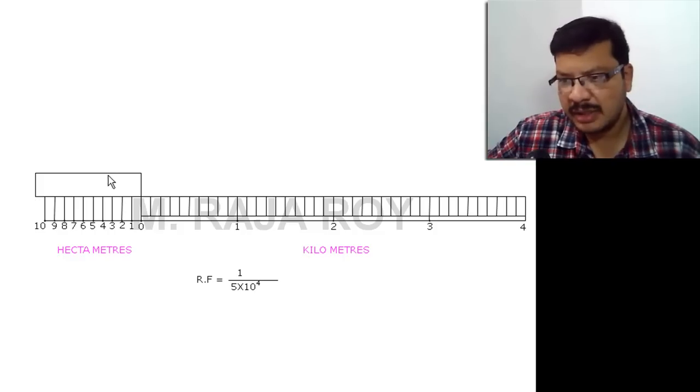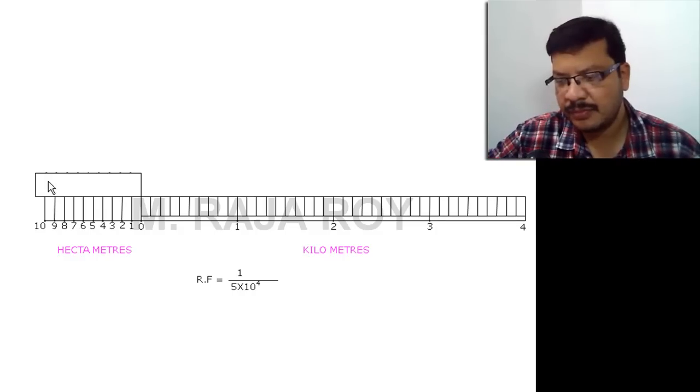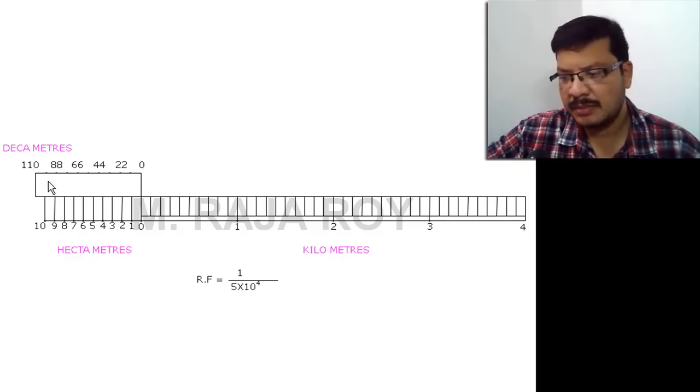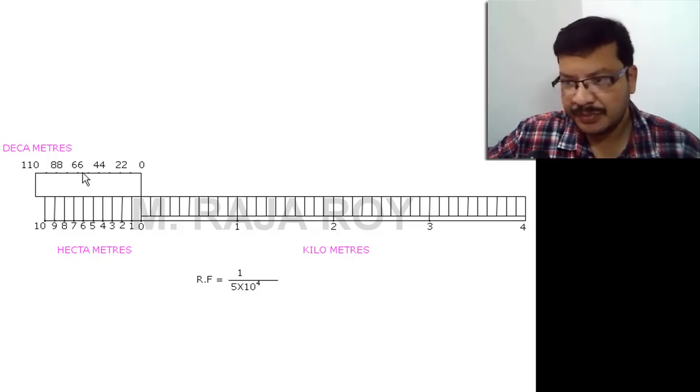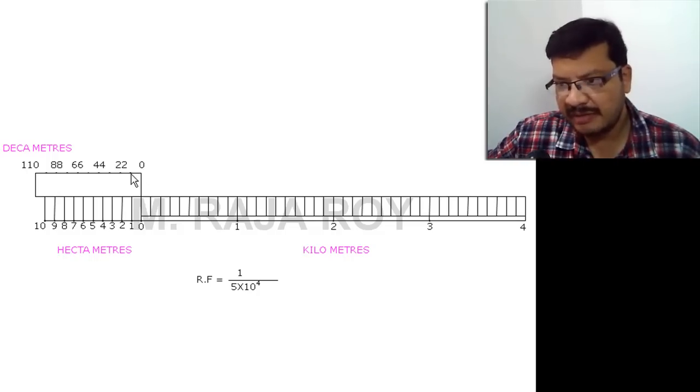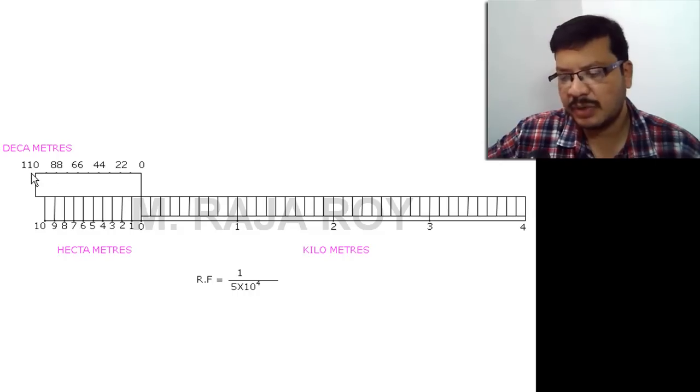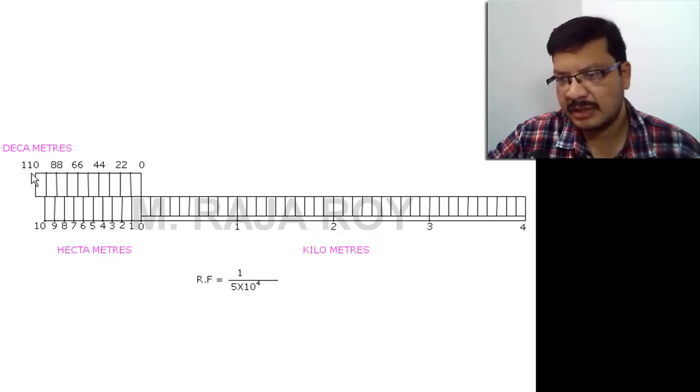Now divide this 11 hectometers, that means 110 decameters, into 10 equal parts, like this. So here 11 hectometers means 110 decameters. 110 decameters are divided into 10 equal parts, means each value is 11 decameters. Up to here this is 22, 33, 44, so on. Last one is 110. Now draw the vertical lines. So this is the Vernier scale.